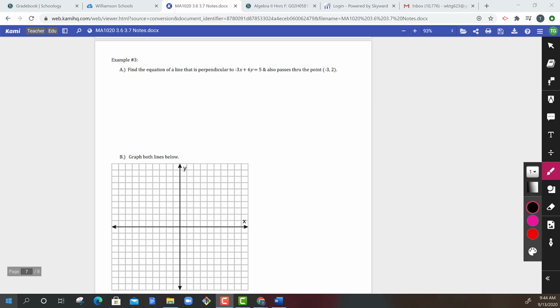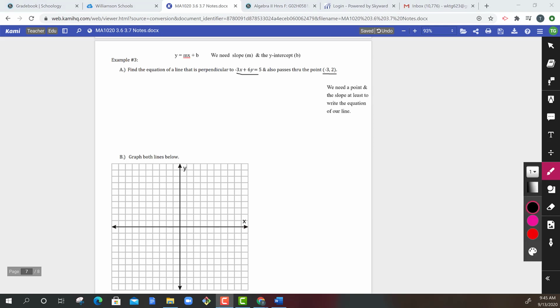All right, so in this last video, we're going to do the same thing we've been talking about. We're going to throw perpendicular lines into this problem. So we want to find the equation of a line that is perpendicular to this, and the line that we're looking for also passes through the point (-3, 2).